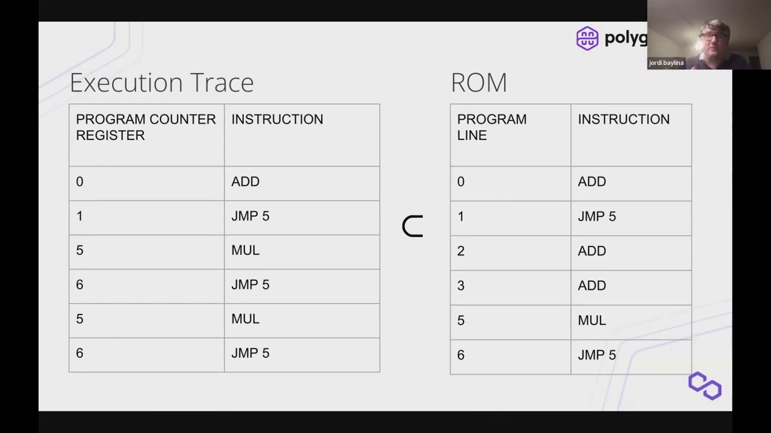But the program is fixed, it's a ROM, so I cannot change it, it's hard-coded, it's a constant polynomial. The prover already knows the ROM, but how you execute the program is going to change. Sometimes there's an if that goes one way and sometimes the other way, so the instruction that I'm executing at a specific clock is going to be different.